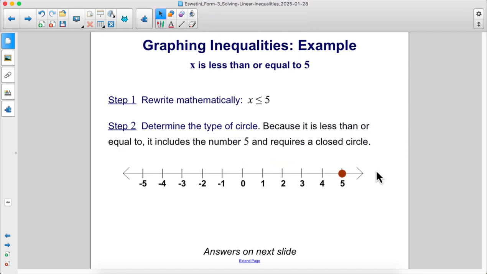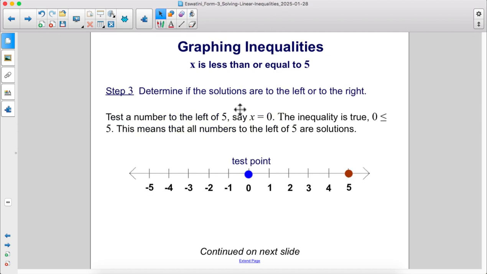Here's another example. x is less than or equal to 5. First, rewrite mathematically. We do need that little bar here because we have "or equal to." Then determine the type of circle. Because it is less than or equal to, it does include the number 5 and therefore requires a closed circle. Next, we determine if the solutions are to the left or to the right of 5.